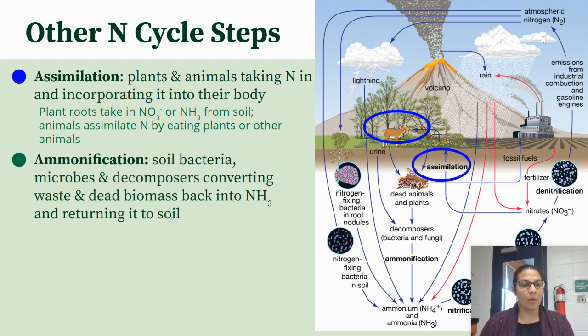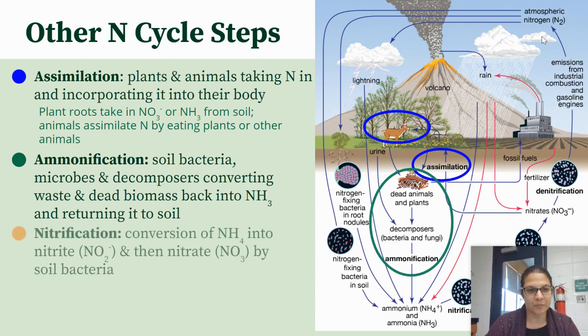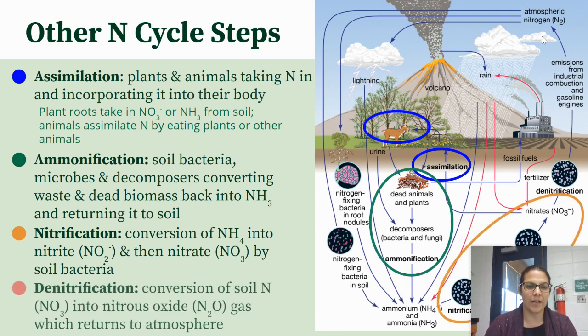Ammonification is done by soil bacteria, microbes, and decomposers. They convert waste and dead biomass back into NH3 and return it into the soil. So it's a type of decomposition. So here you go. That's your green. And then your nitrification is when you convert that NH4 into nitrite and then nitrate. And again, this is done by soil bacteria. You have 3 different steps out of 5 possible steps of the nitrogen cycle that are done through soil bacteria.